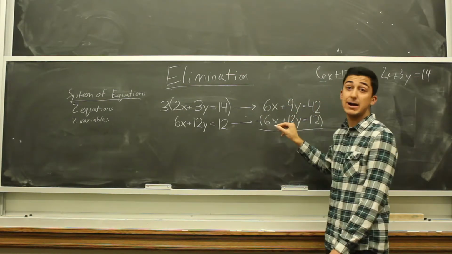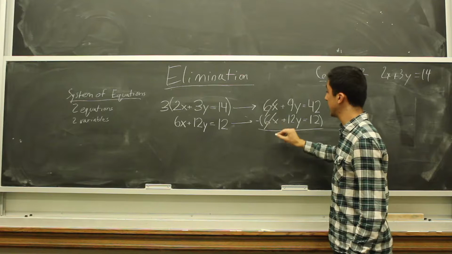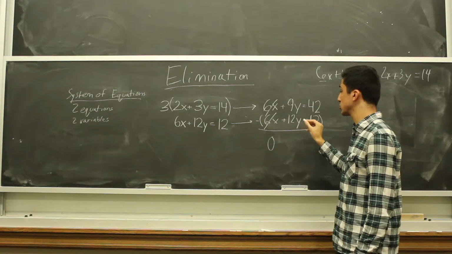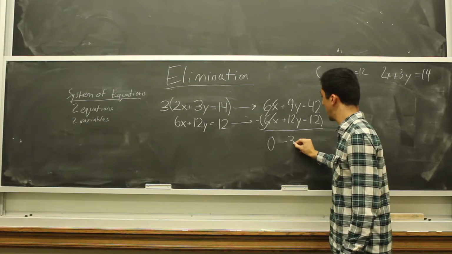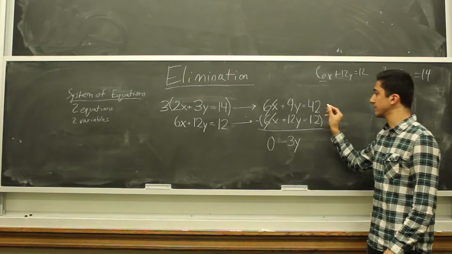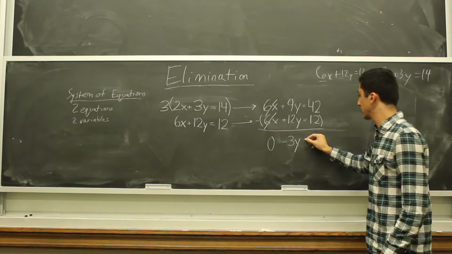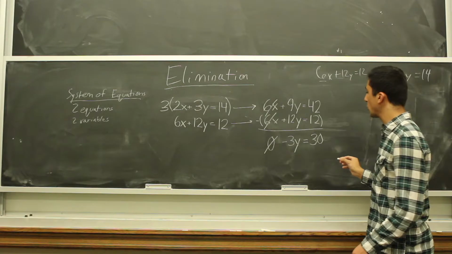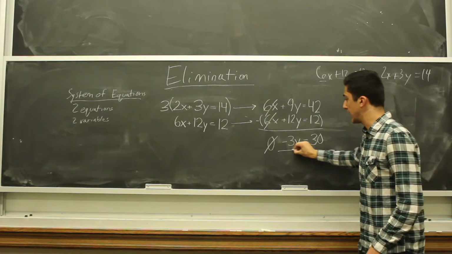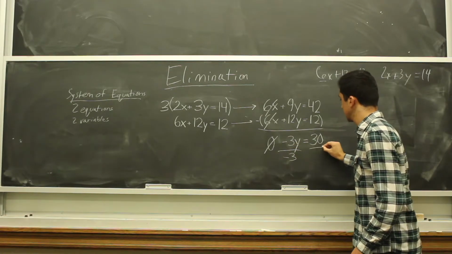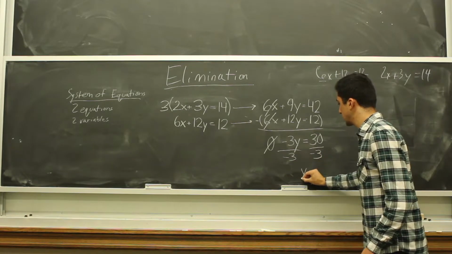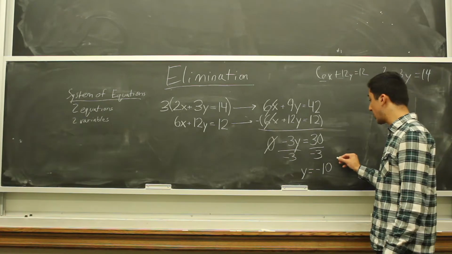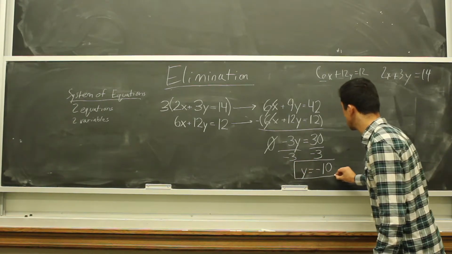And then now that we have these two new equations, we are going to subtract the two. So 6x minus 6x, these two are going to cancel out, and you're going to get 0 over there. And then when we take 9y and subtract 12y, we're going to get negative 3y. And then when we take 42 and subtract 12, we are going to get 30. So now we have the new equation, negative 3y equals 30. Divide by negative 3 on both sides, and we get y equals negative 10.